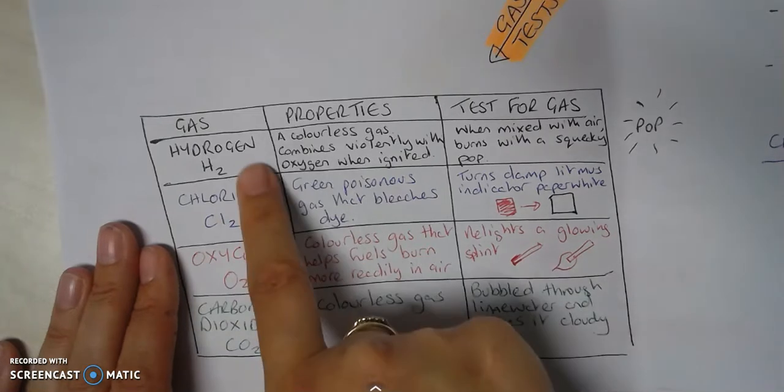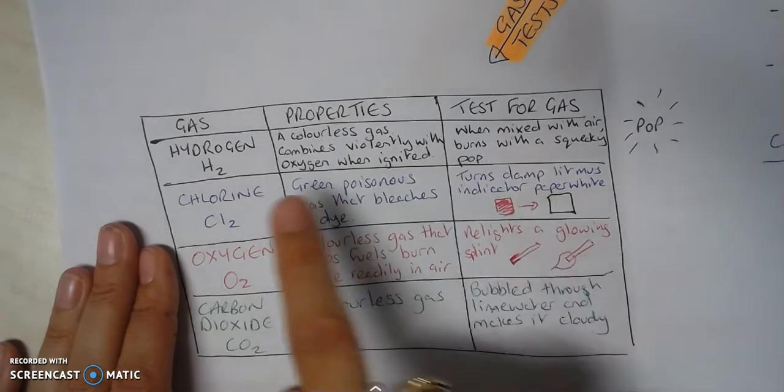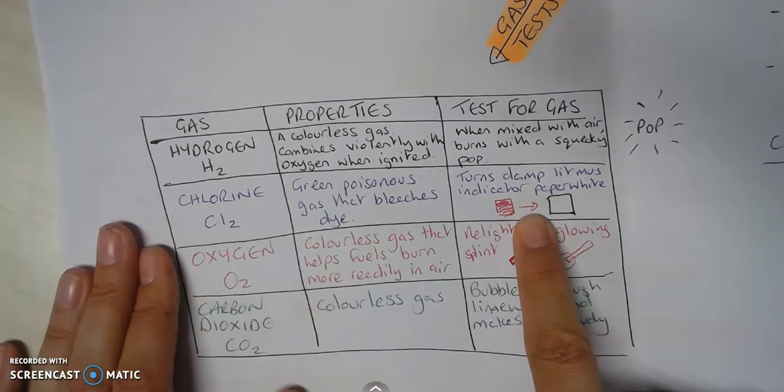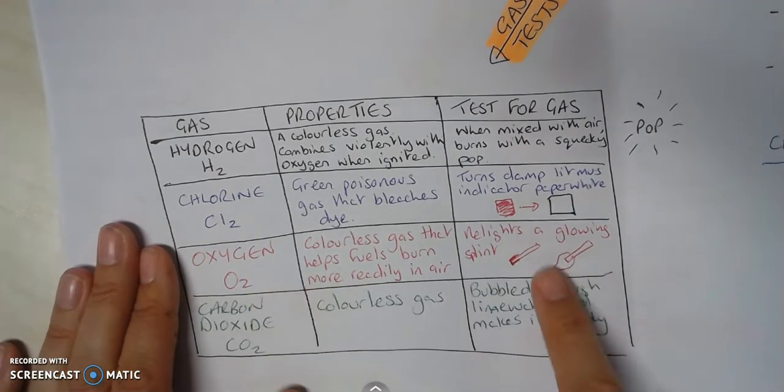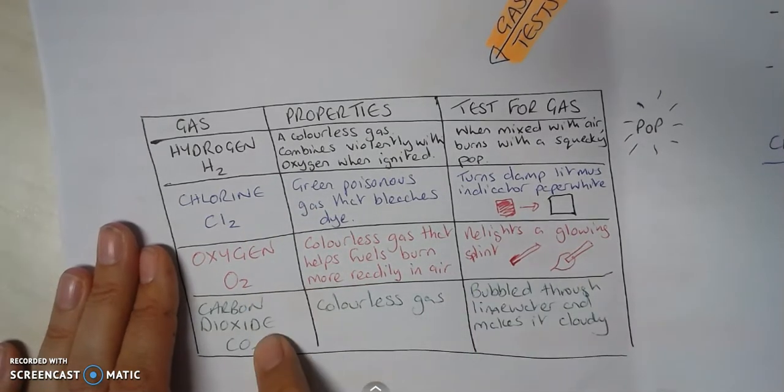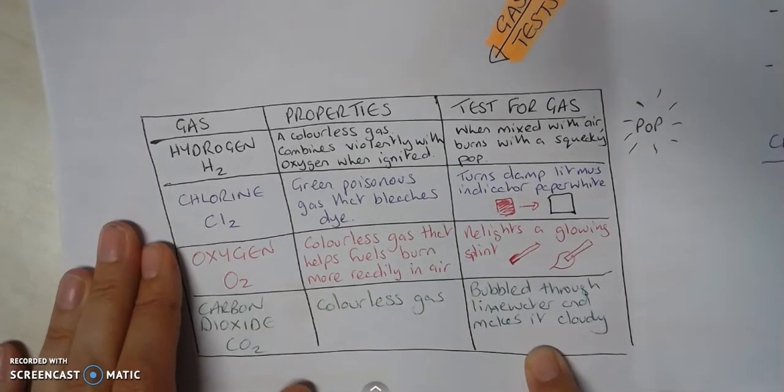So, hydrogen gas, squeaky pop. Chlorine, damp litmus paper turns white. Oxygen, relight a glowing splint. Carbon dioxide turns lime water cloudy.